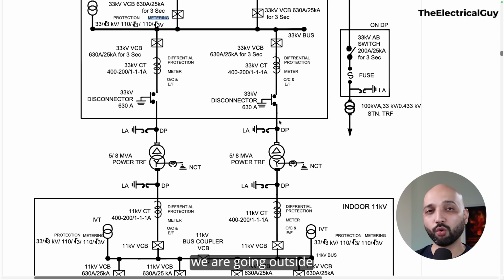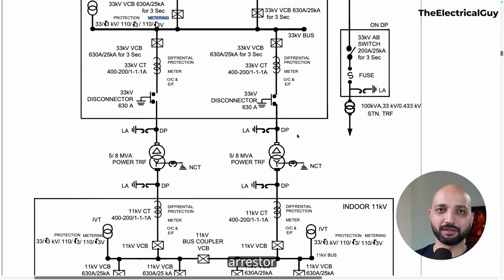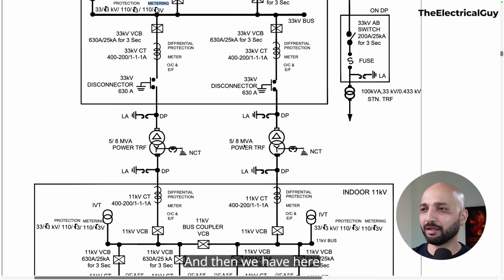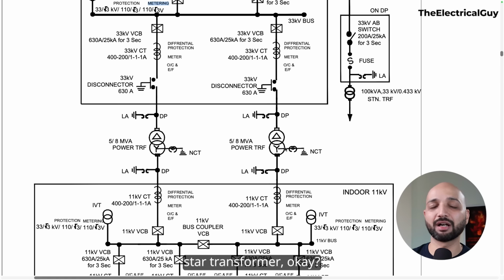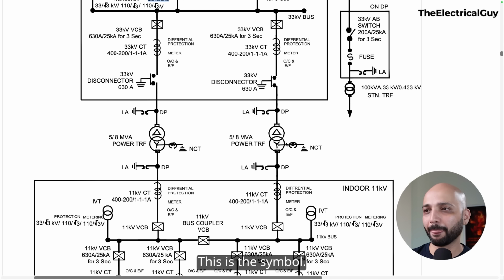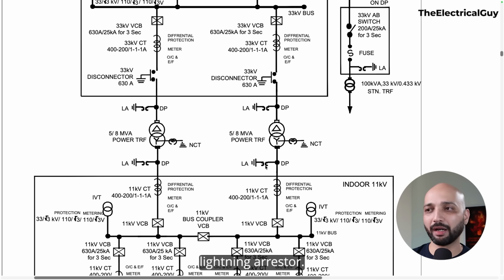After that, you can see again we are going outside. Again we have a distribution pole here. First we are starting with a lightning arrestor, because if a lightning stroke happens, we need something that will help us with that. And then we have here a transformer. It will be an outdoor transformer, can be 5 or 8 MVA, power transformer, and the winding configuration you can see here. It's a delta star transformer. Okay, this is very important that you understand it. And to the secondary side, which is star connected, we have also connected a neutral current transformer, NCT, that you can see here. This is the symbol. And again, after the transformer, we have one more lightning arrestor.